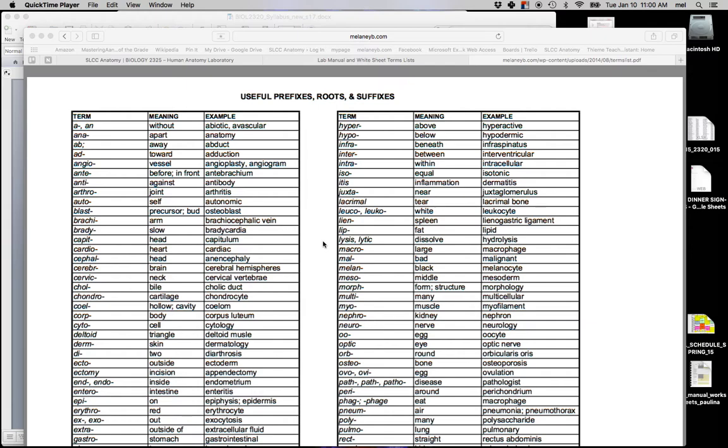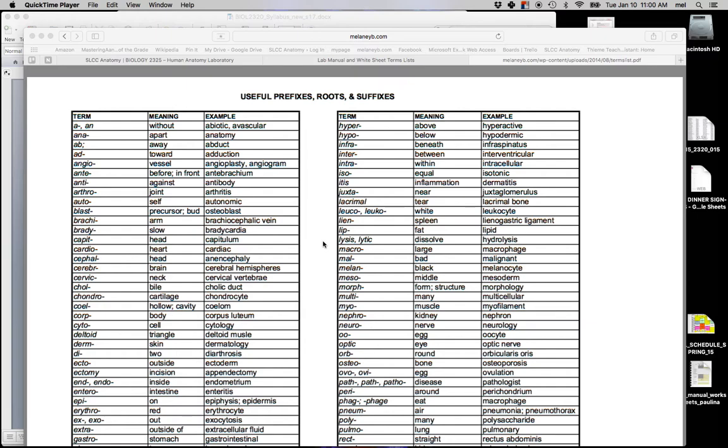So what we are going to do first is to try to get over this impediment by forcing you to learn the most common prefixes, roots, and suffixes that are used in anatomy. This is not comprehensive. It's certainly not all that we're going to use, but it'll get you started.